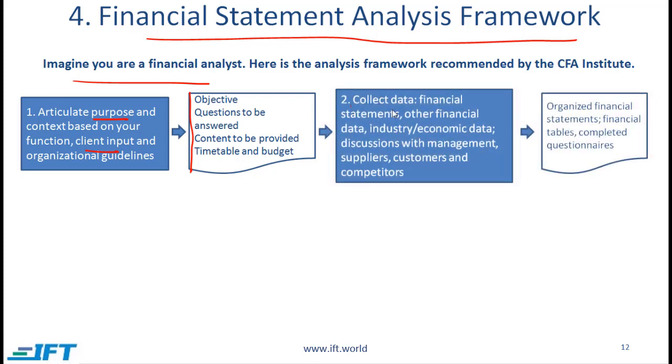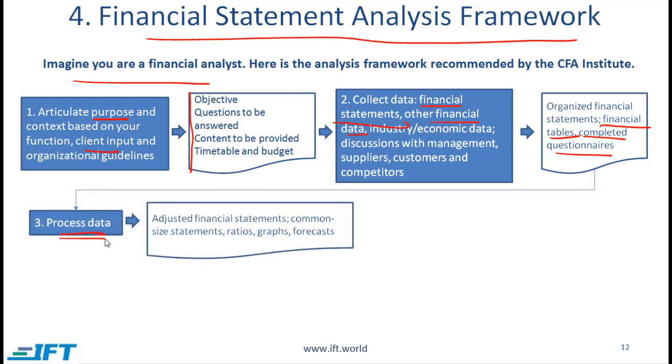In phase two, you collect data. The most important information is typically the financial statements or financial reports. You also collect other financial data, industry and economic data. You might have discussions with management, suppliers, customers, and competitors. So you collect this information and organize it. Your output here consists of the financial statements you've collected, any financial tables that you create, and the questionnaires that you create through this process.